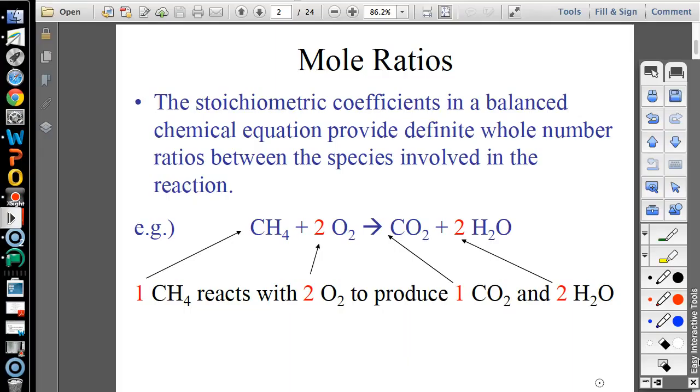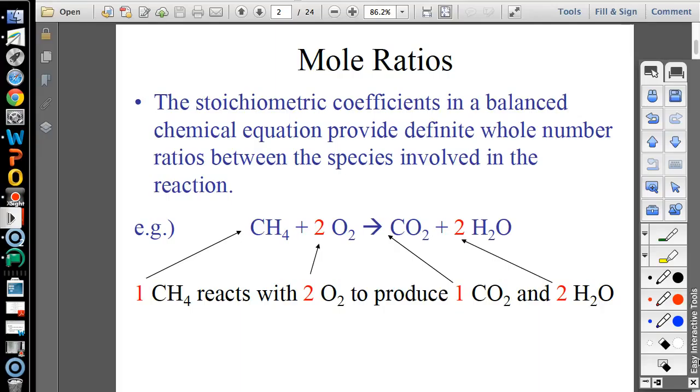So that sounds like not English. The stoichiometric coefficients are just the numbers out front, like this really has a 1 right here. So basically the numbers out front in a balanced equation provide definite whole number ratios. That means I can make those fractions that we've been using to convert, those unit conversions, between the species. Species just means chemicals. It's the reactants and products in a reaction.